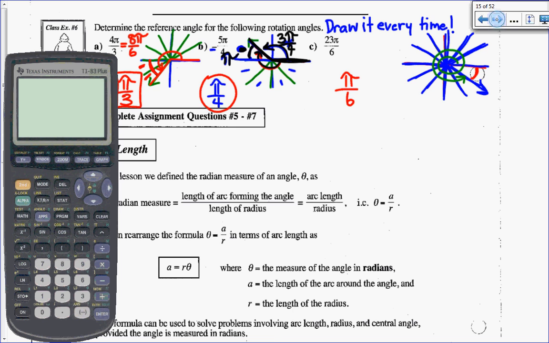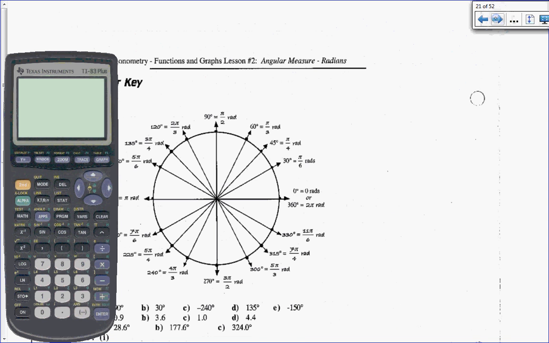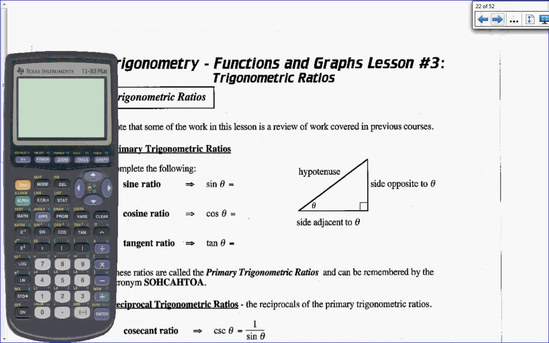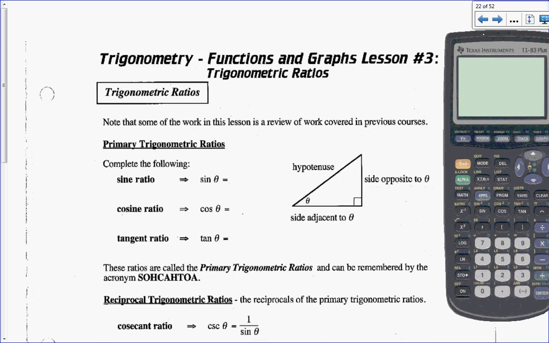Okay, so for today, our lesson is lesson number 3, actually. So if you could turn there in your books, please. We're going to talk today about trig ratios.